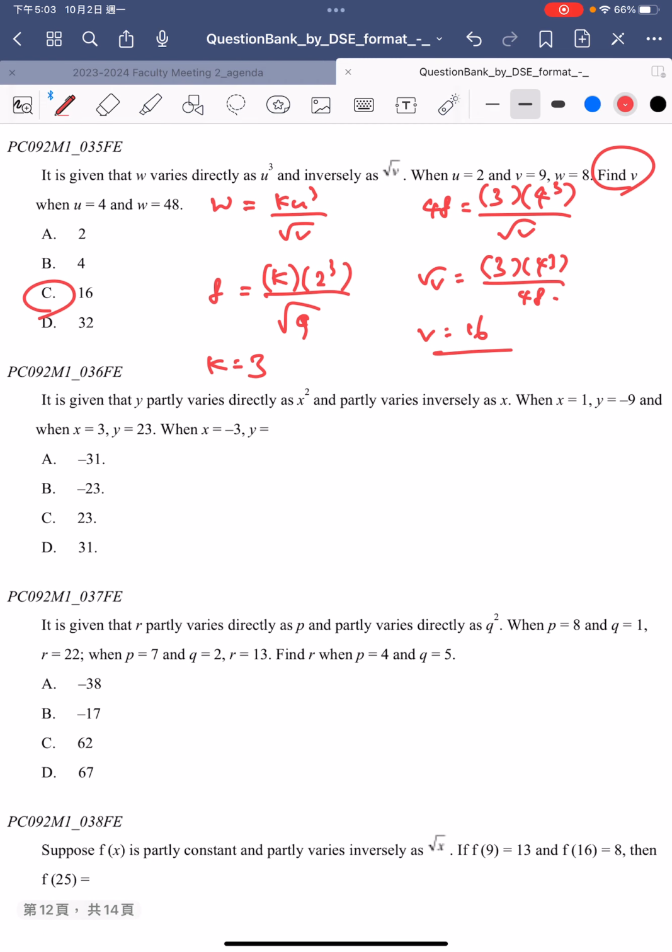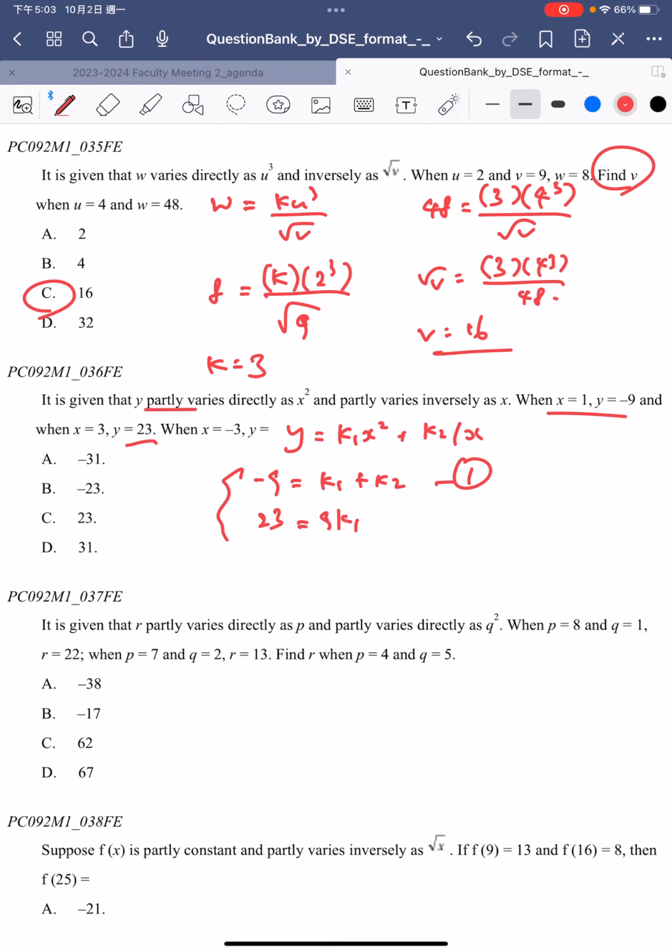And now we can move to the partly variation. We have the y is partly varies as x squared, so k1 x squared plus k2 over x. So first of all, we have x equal to 1, y equal to negative 9. So we have negative 9 equal to k1 plus k2. That's our first equation. And the second equation is going to be y equal to 23. So 23 equal to x squared, so 9k1, and then we have k2 over 3.